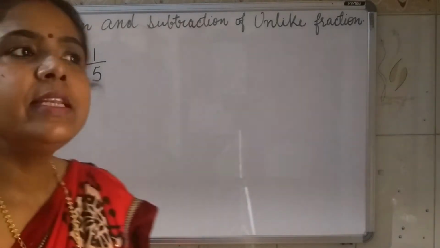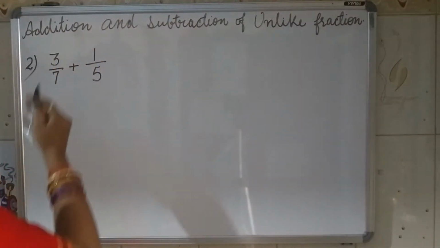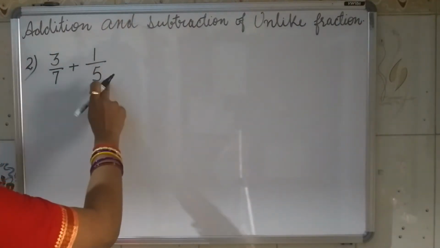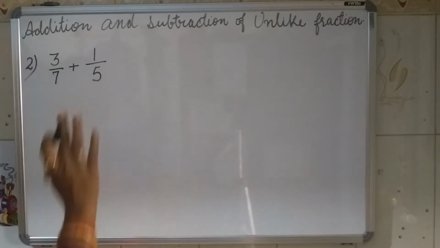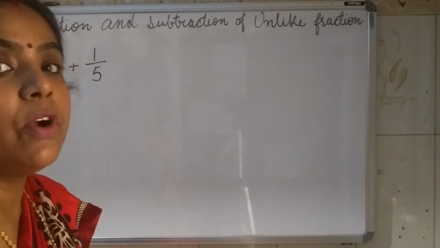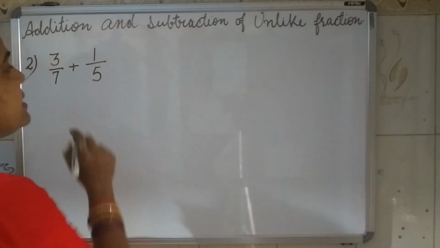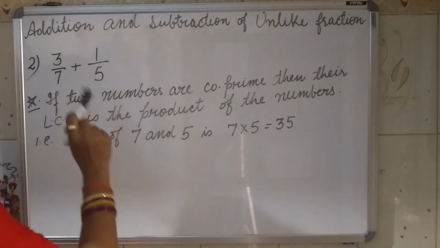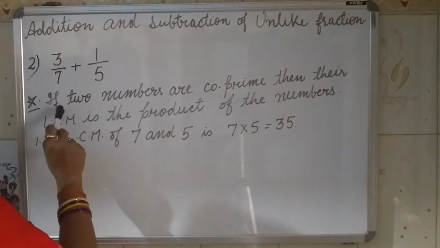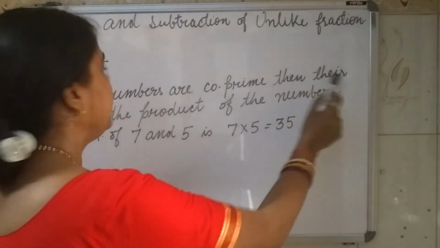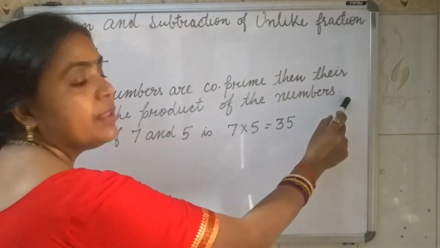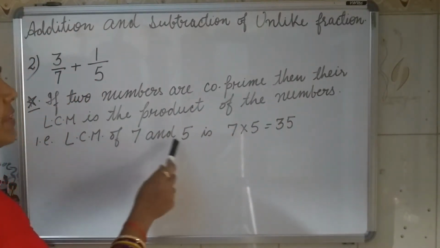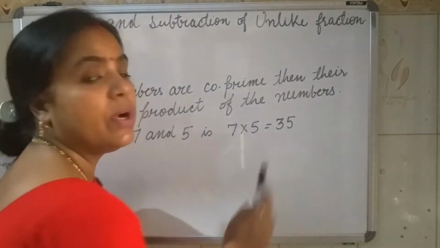Now we are switching to the second question. In the second question, the number is 3 by 7 plus 1 by 5. Now here 7 and 5 are not the multiple of any number. So what we will do in this case? In this case, another process. Since 7 and 5 are co-prime numbers, if two numbers are co-prime, then their LCM is the product of the numbers. So LCM of 7 and 5 is 7 into 5 is equal to 35.